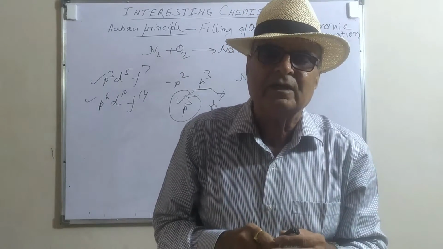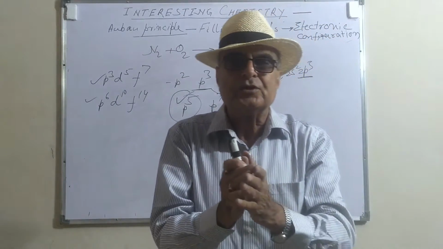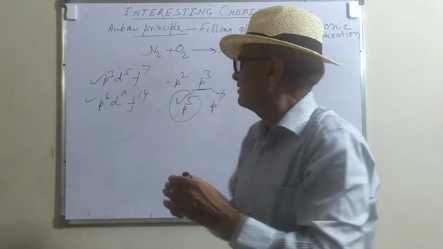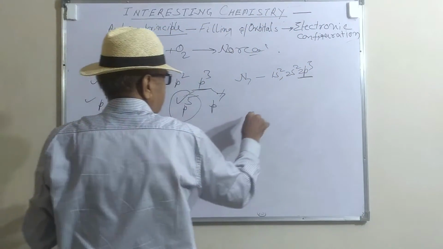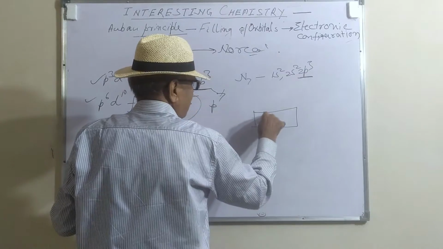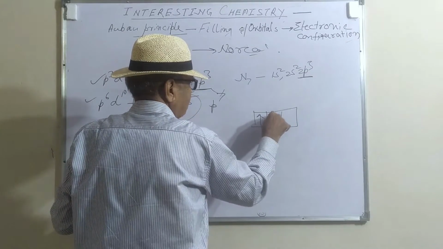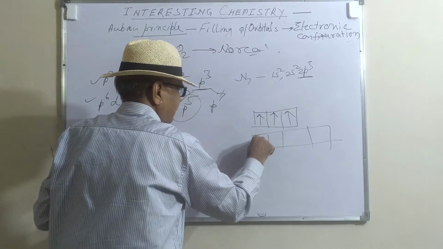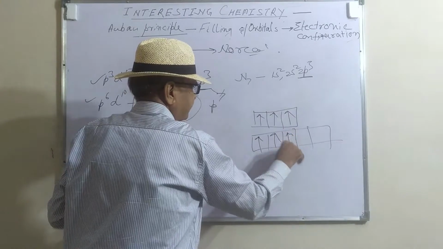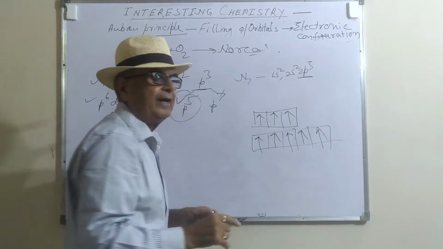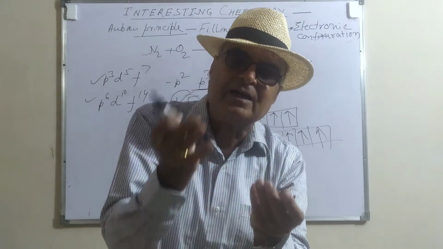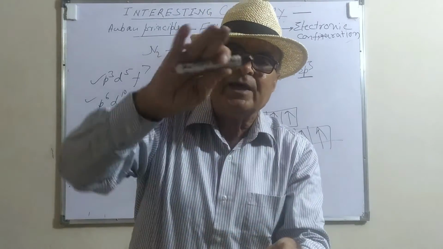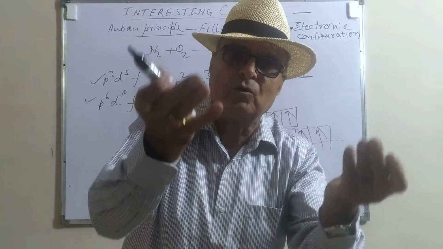Now why? Because when the orbitals are half-filled, suppose these are p3, all the three electrons are unpaired. In d5, all the electrons are unpaired, and they have identical spin. They all have clockwise spin.